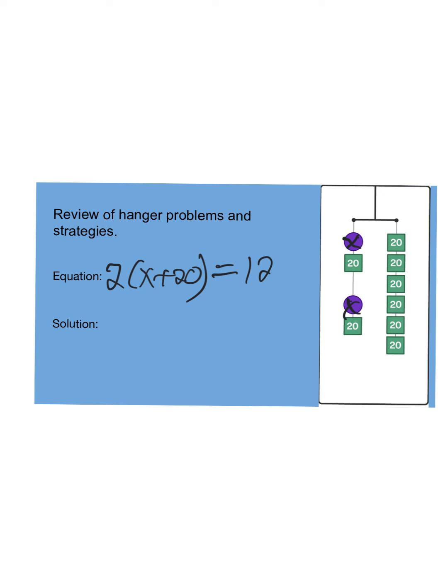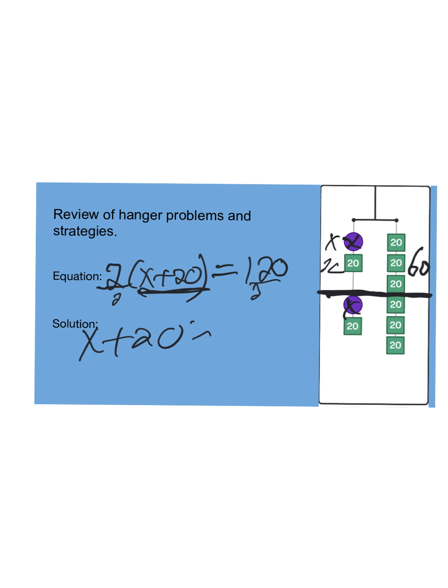Now, one thing we explored in Desmos was we could cut this in half. If I cut that in half, which would be like dividing by 2, and I do 120 divided by 2, I get 60. There are 60 right here. And I have an x plus 20. So let me write that. X plus 20, which is just like my parentheses, equals 60.